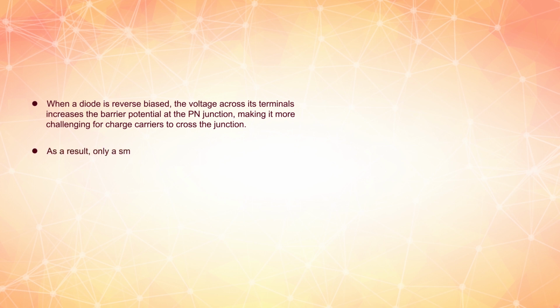As a result, only a small leakage current, which is also called reverse current, flows through the diode, typically in the nanoampere to microampere range. In the ideal case, we can say that no current flows during reverse bias condition, but practically it is not the case.